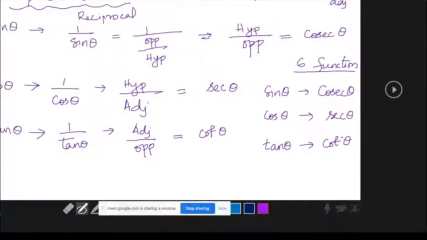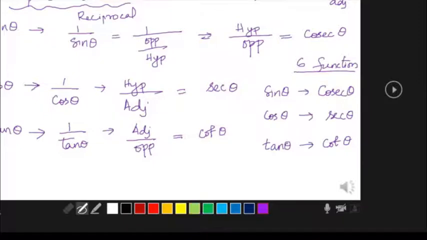Have you understood this much? Yes. 3 direct functions, that is sine, cos and tan. Then 3 reciprocal functions, that are cosec, sec and cot. So total we have 6 functions. Reciprocal of sine is known as cosec. Reciprocal of cos is known as sec. And reciprocal of tan is known as cot theta. Have you understood? Shall I ask you questions? Yes, ma'am.